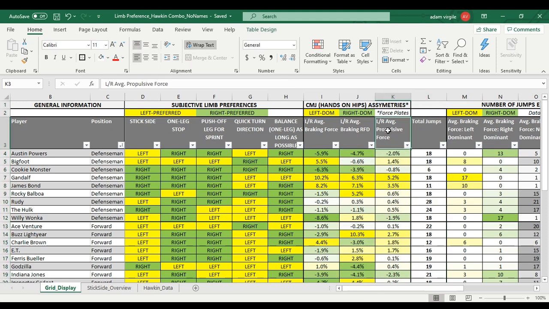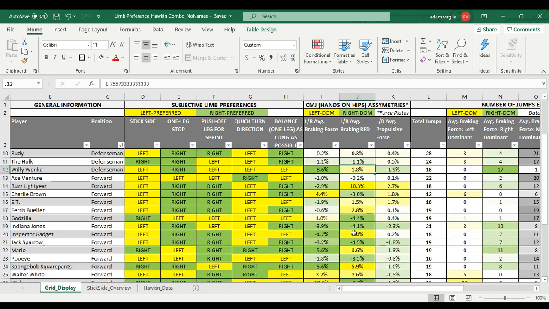And the first thing that we notice is that some of the profiles that guys present with, according to each metric, if you're looking across metrics, are not synchronous. For example, this guy Willy Wonka here, he's got a decent asymmetry, 8.6% favoring his right, according to left-right average braking force, but he's got a slight asymmetry going the other way, probably not clinically significant, and I don't even know if this is clinically significant, going in his left direction for RFD.